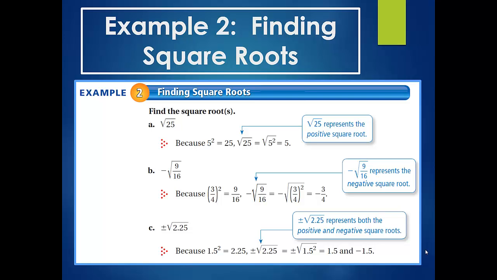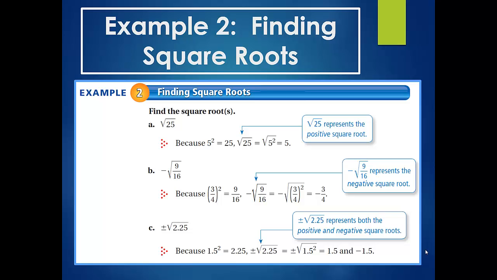For B, we have negative square root of 9/16. Since 3/4 squared equals 9/16, the negative square root of 9/16 would be the negative square root of 3/4 squared, which would then be negative 3/4. Basically, the square root of 9 is 3, and the square root of 16 is 4, and since we have a negative in front of our radical sign, our answer is negative, so negative 3/4.